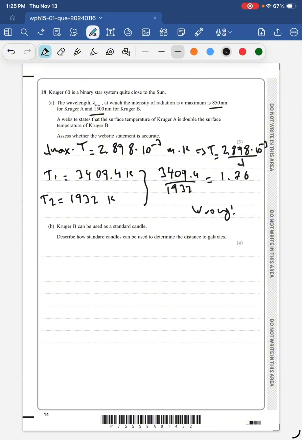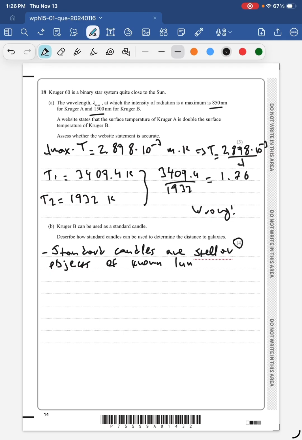Part B. Kruger B can be used as a standard candle. Describe how standard candles can be used to determine the distance to galaxies. So, first of all, it's 4 marks, so give or take, you have to have about 4 arguments when you address this kind of question. So, standard candles, the first thing we're going to say is that standard candles are stellar objects of known luminosity.